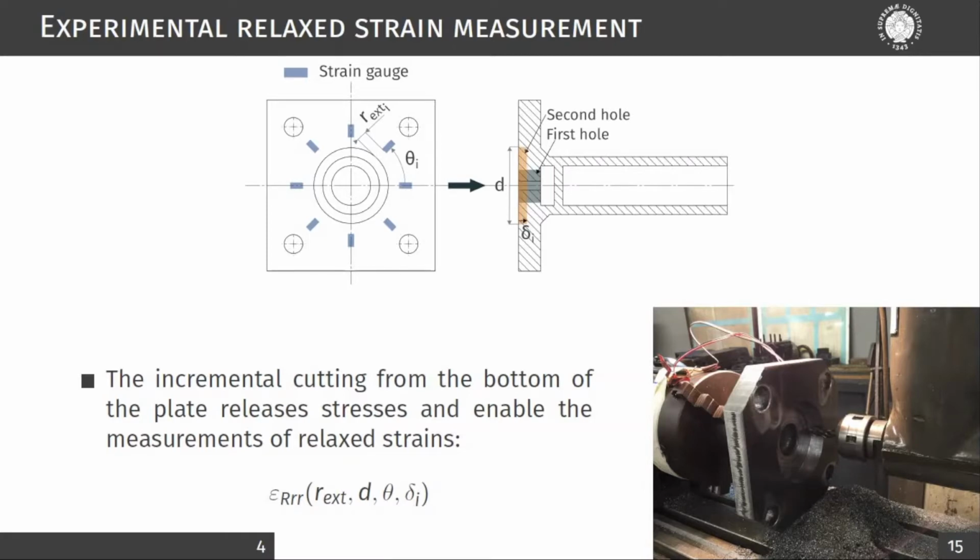Overall, the relaxed strain is a function of the strain gauge position on the surface, in particular the radial and angular coordinates, besides the depth and the diameter of the hole. These data were then used for comparison purpose and for verifying the results of numerical simulations.